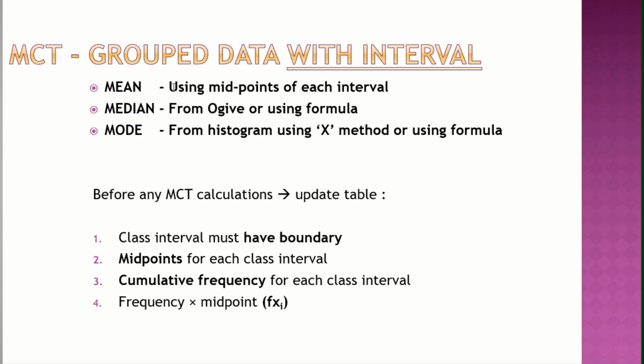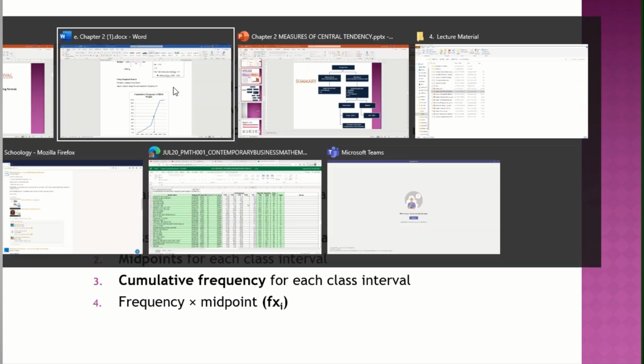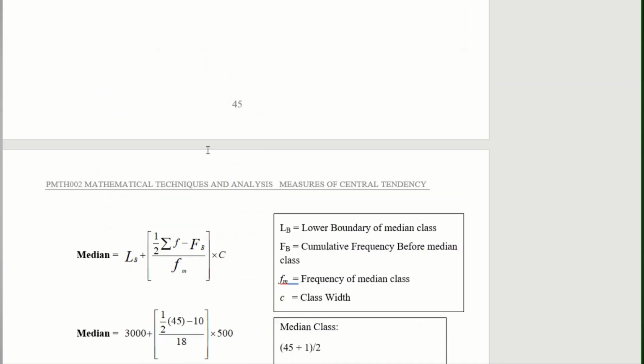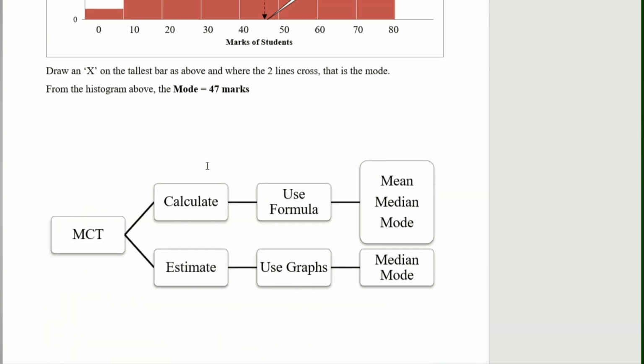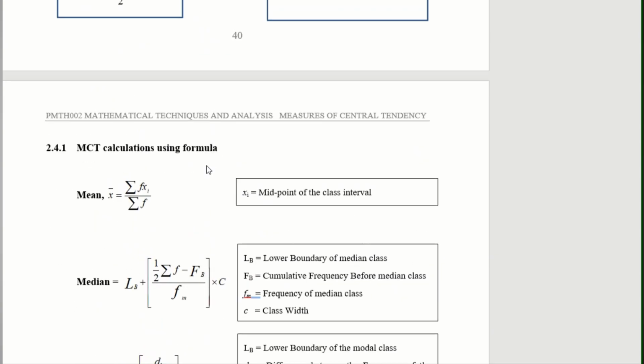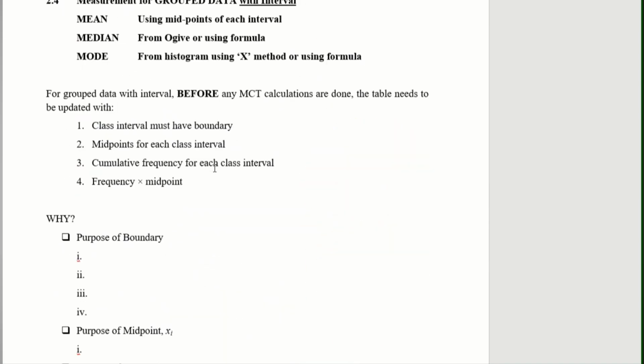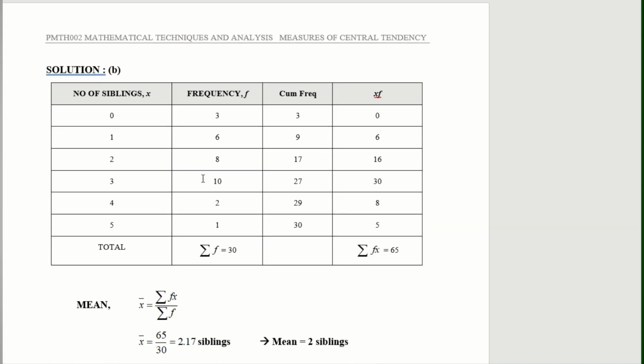So how to calculate mean? When group data without intervals, how did you calculate mean? I'll just go back to your manual. Let's look through a little bit so you know what I'm talking about. When it was group data without intervals, you take 0 times 3 is 0, 1 times 6 is 6, then you total it, 65 divide 30, that would be your mean, right?